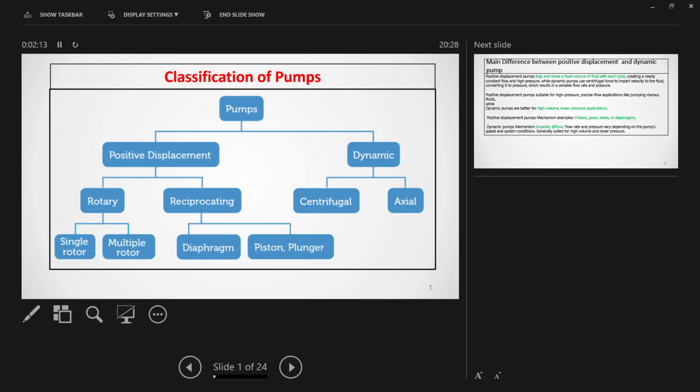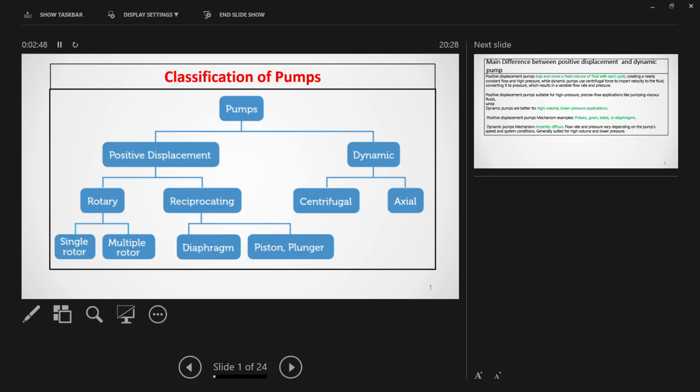Friends, today we are going to discuss the industry's workhorse, which is required for every industry to transfer fluid from one place to another place with high pressure and parameters. This equipment is called pumps. Before we discuss pumps in detail, we just want to narrate the classification of pumps.